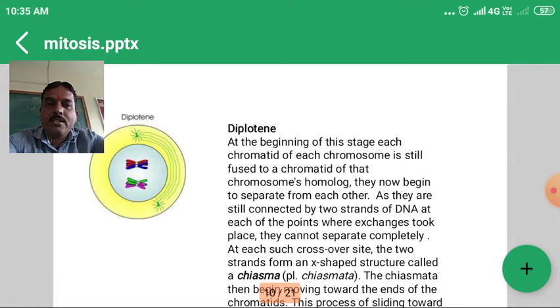Then the diplotene stage, that is the fourth substage in case of prophase first. At the beginning of this stage, each chromatid of each chromosome is fused with the chromatid of the homologous chromosome, and they start to separate from each other. So in this diplotene stage, chiasmata formation is observed, and the X-shaped structure, that is the chiasma or chiasmata, we have to observe at the end of the diplotene stage.